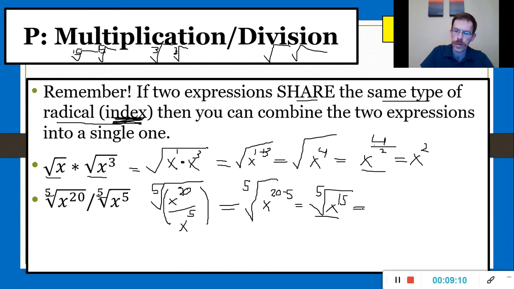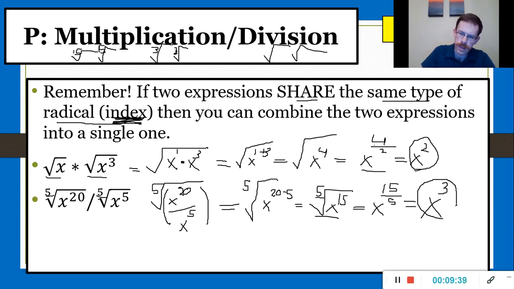Alright, ladies and gentlemen, same thing as last time. I want to simplify this problem. So I take that numerator, I take this index, and it becomes my denominator. So I have x to the 15th over 5. So what's 15 divided by 5? 3. X to the 3rd power.